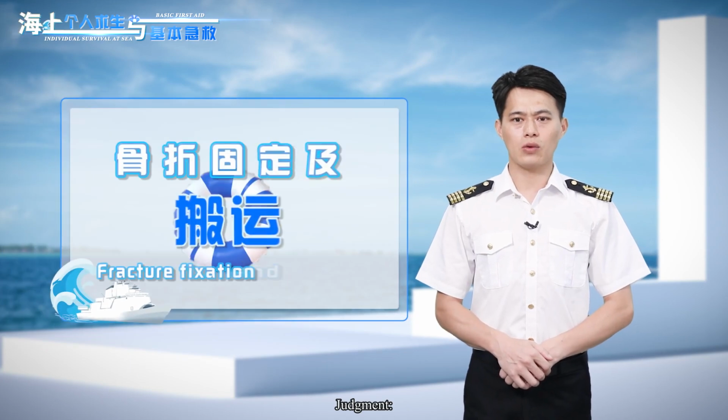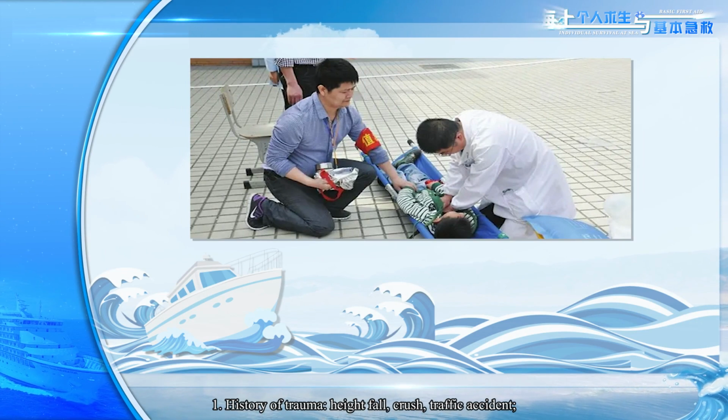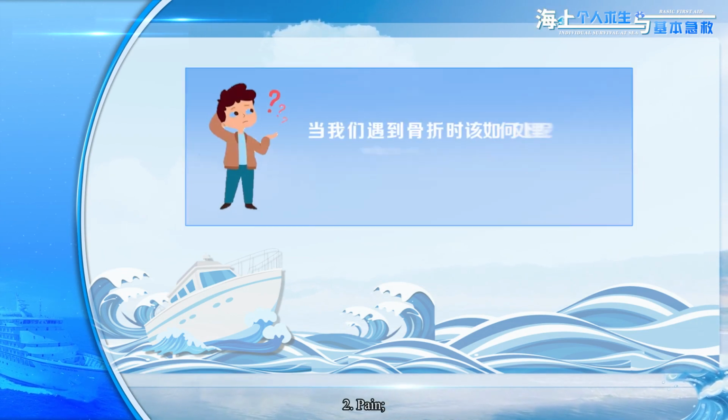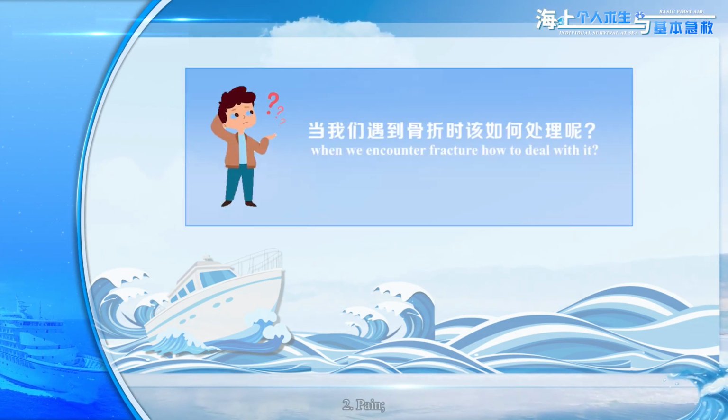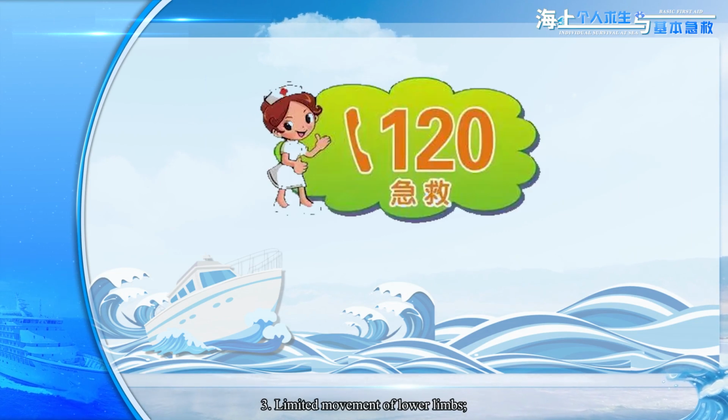Hello everyone. We will learn fracture fixation and handling. Fracture is a sudden emergency in daily life. When we encounter a fracture, how do we deal with that? We must first remain calm and call emergency services immediately.